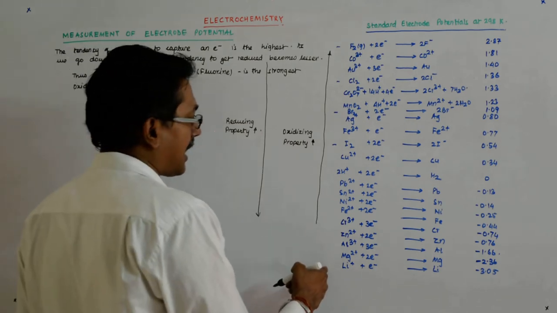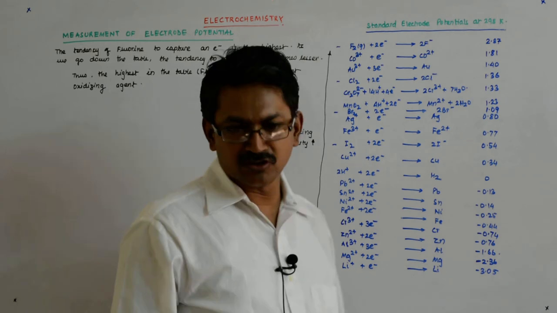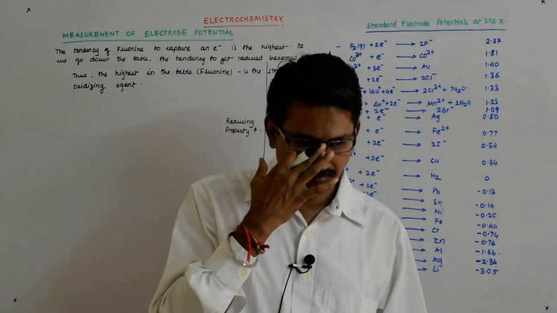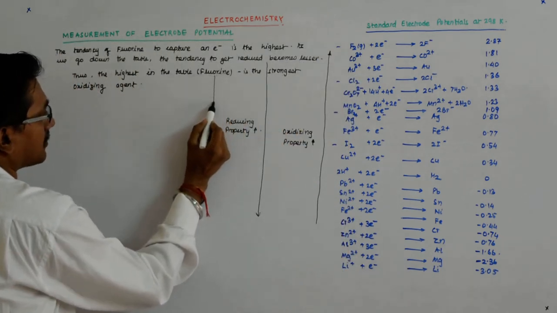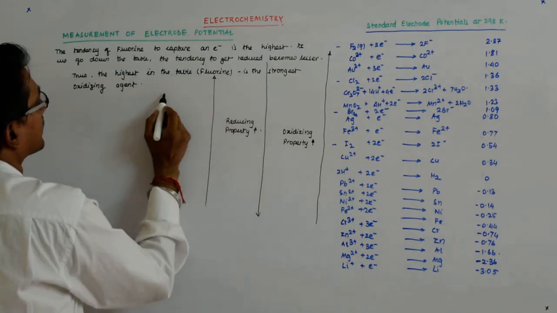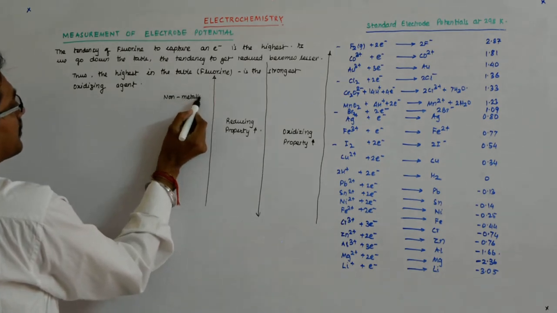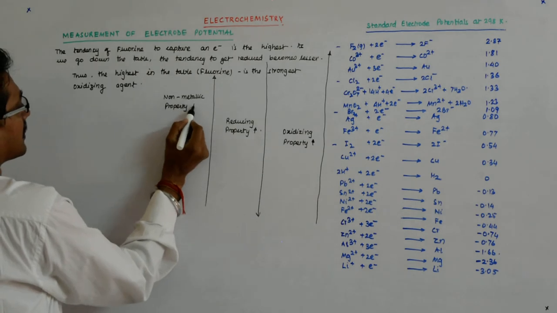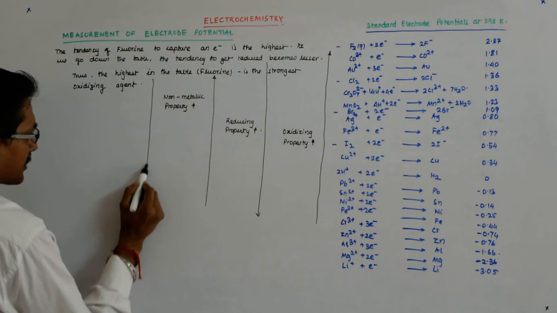Also, as I go up, the non-metallic property. Okay, what is the non-metallic property? The tendency to capture an electron. As I go up, the non-metallic property increases. So obviously, as I come down, the metallic property increases.